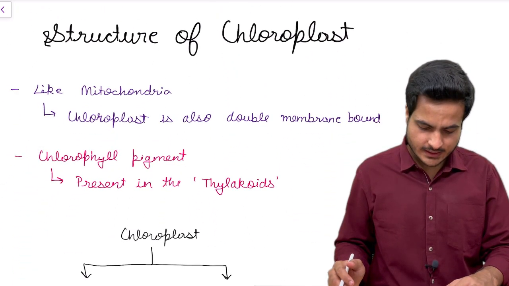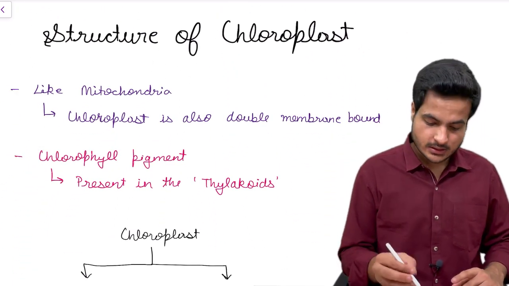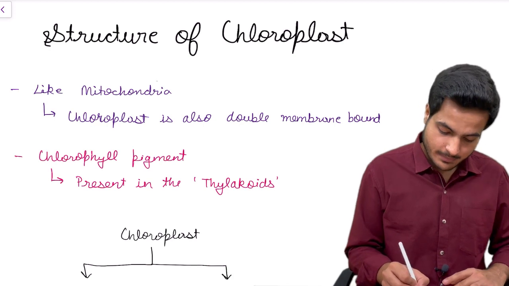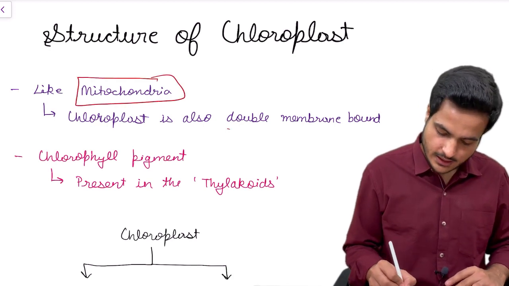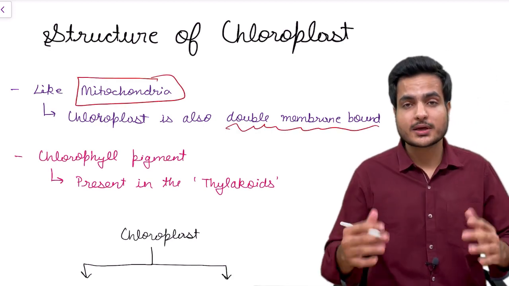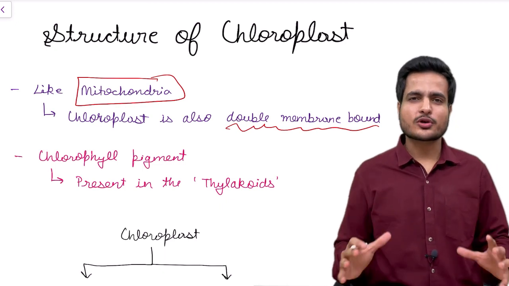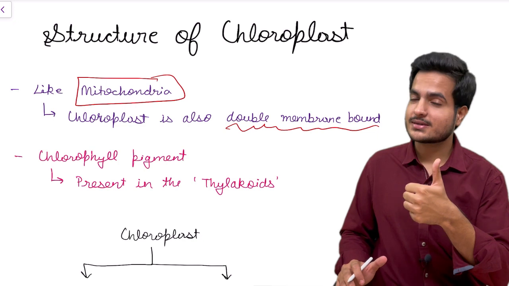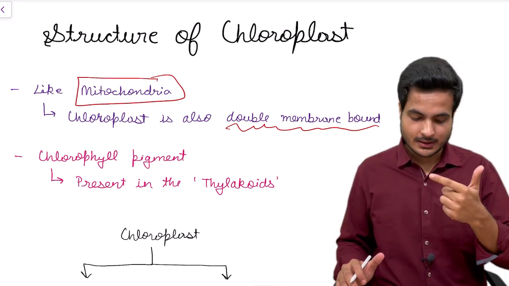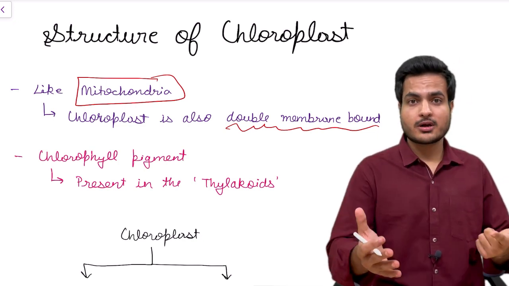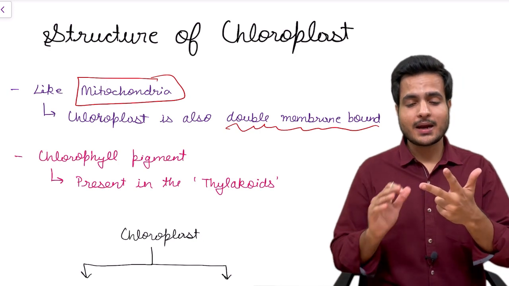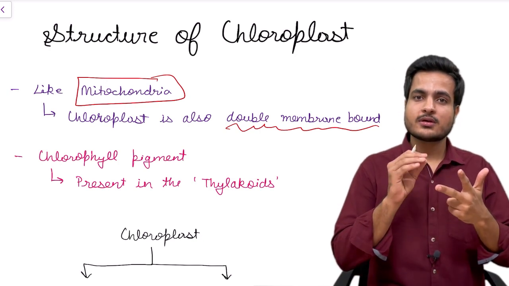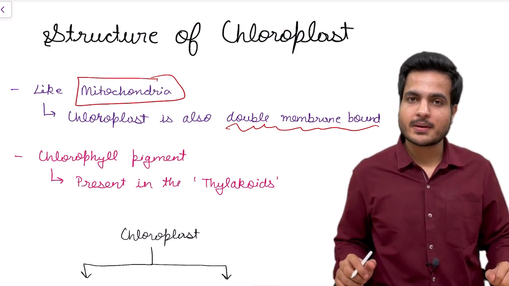Now let us study the structure of chloroplast. So chloroplast, like mitochondria, is a double membrane bound organelle. So let us discuss how many organelles are actually double membrane bound. First and the most important one is our nucleus, the director of the cell. Then comes mitochondria, the powerhouse of the cell. And in plant cells especially, we have these chloroplasts, which are also double membrane bound.